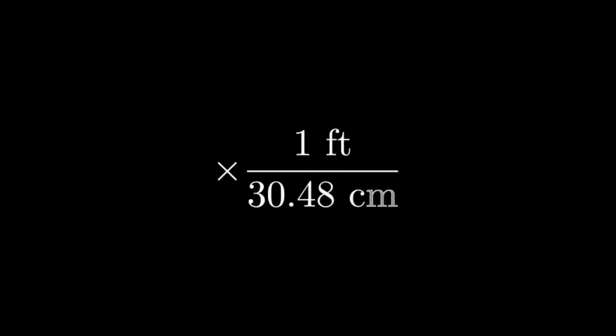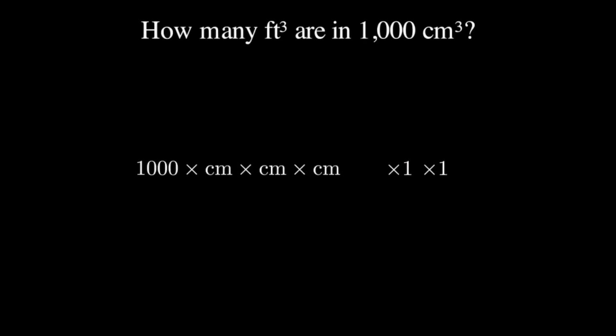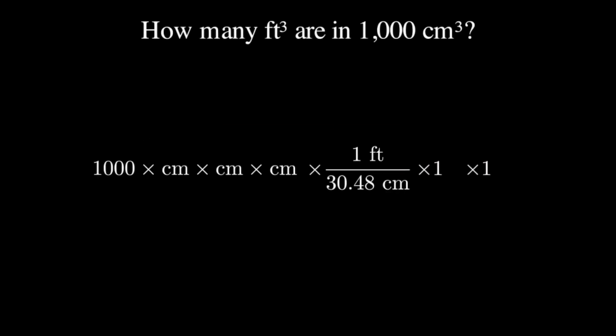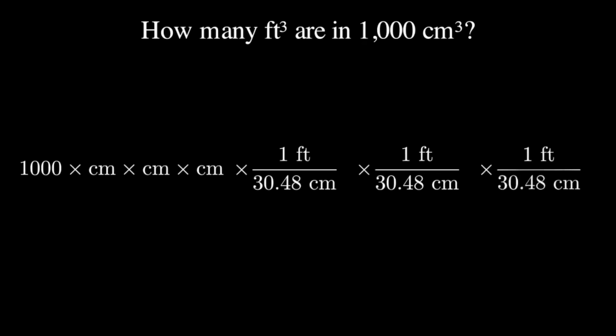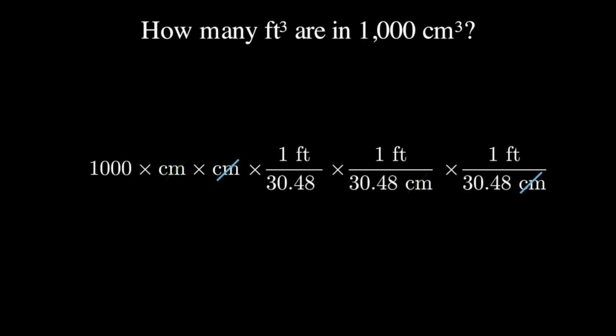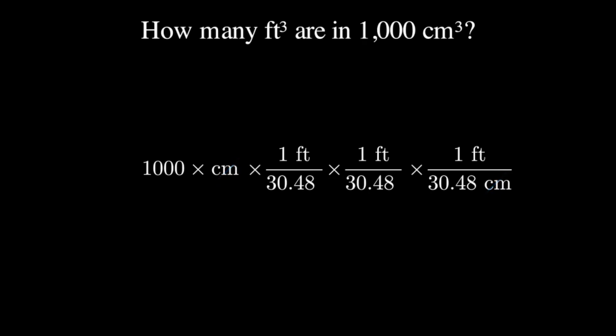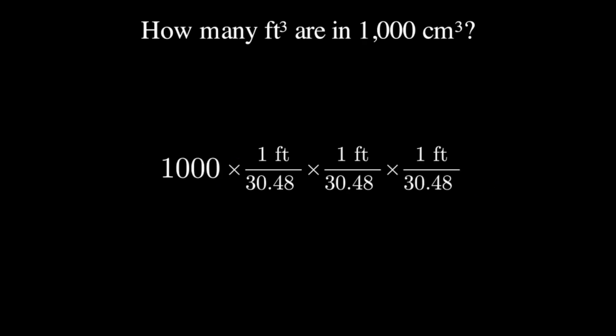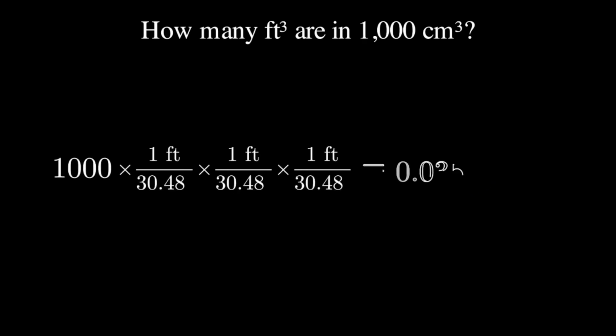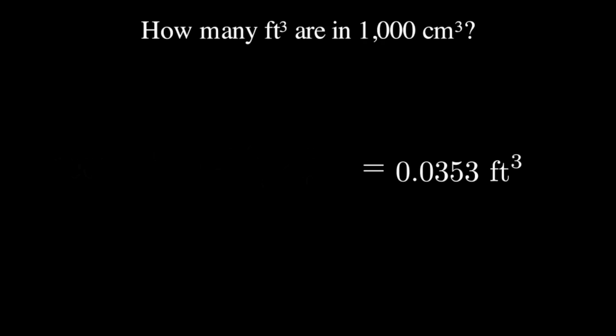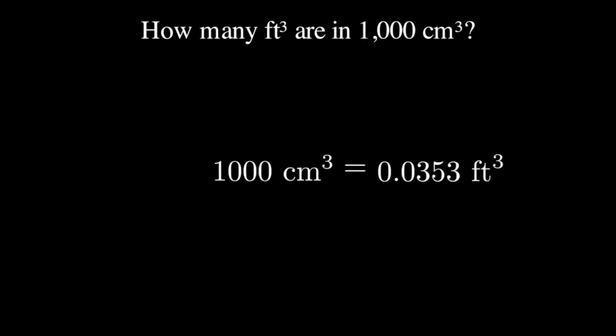Let's plug our simplified fraction back into our original setup, replacing all 3 ones so we can cancel all 3 centimeters in the original measurement. Now, all that's left is the math, which tells us that 1,000 cubic centimeters is equivalent to 0.0353 cubic feet.